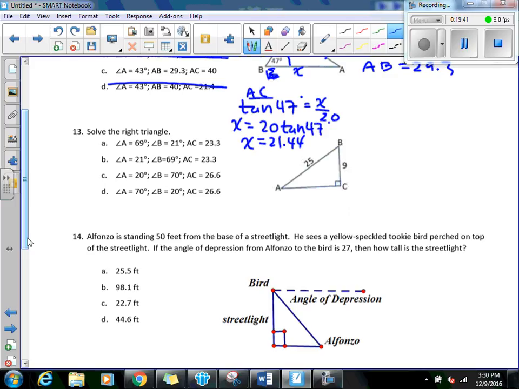A. Number 13, another solve. So we're just doing the same process again. Now this one's interesting because we don't have any angle measures. So what we can do first is go ahead and find this missing side if you like. So that would be a leg, and this is the hypotenuse. It's a leg and a leg.